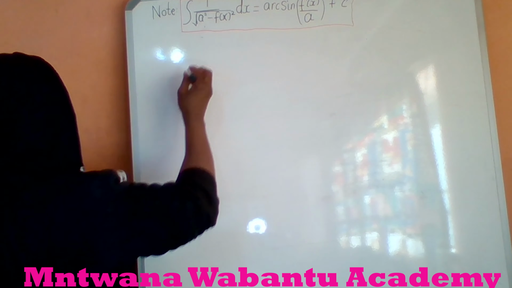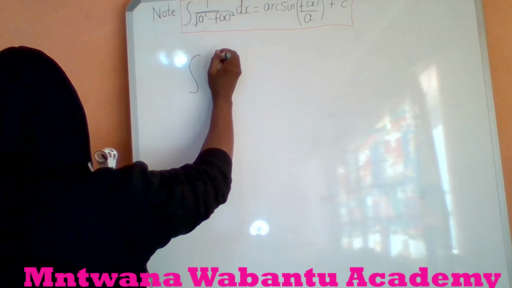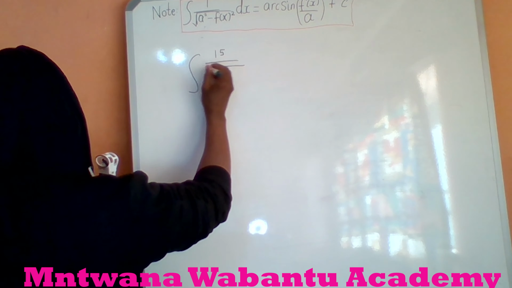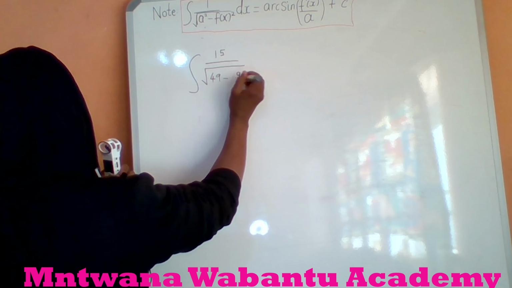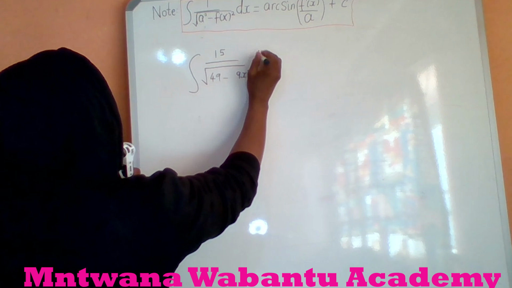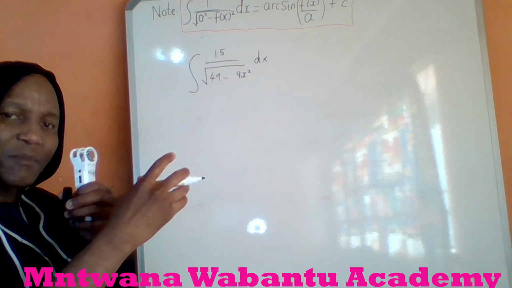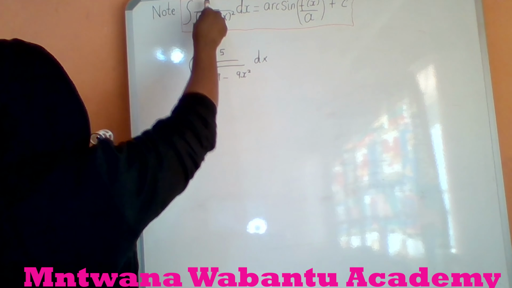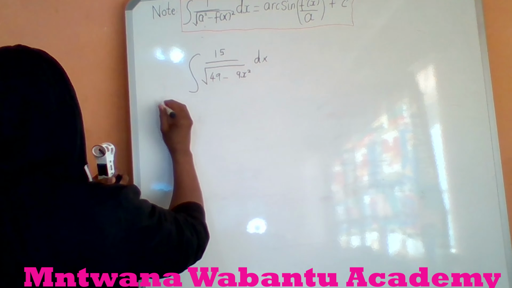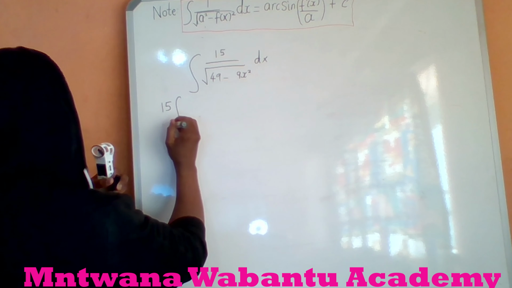For example, somebody gives you the integral, let's say here is 15, and then over a square root, let's say 49 minus 9x squared dx. This is in a similar format, but we have to rearrange because now we need 1 here. It has to be 1. So we're going to take 15 out. So 15 is going to go out, and then I'm going to say integral.